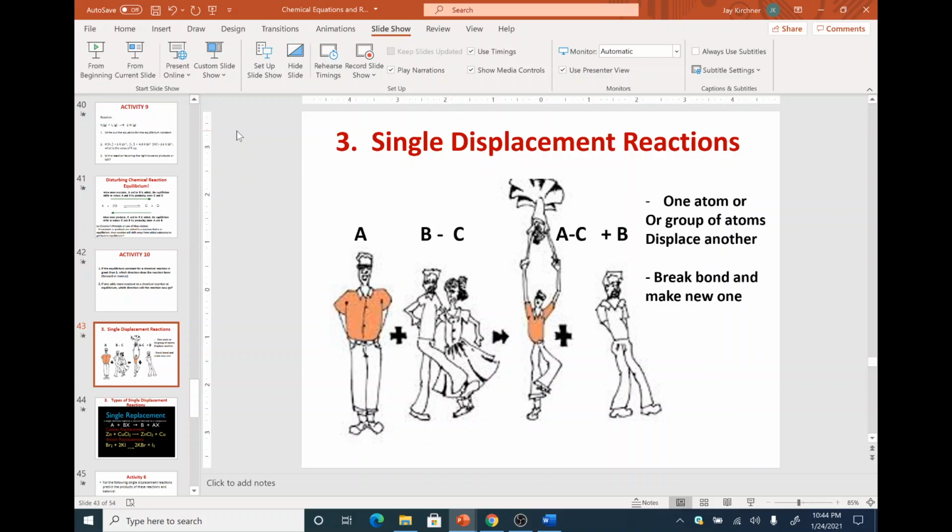We're going to be able to actually predict the outcomes of these reactions. In other words, if we're given reactants, we'll be able to put down products and figure out how the atoms are rearranging, and we'll be able to figure out some other things about the products as well. So the 3 reactions we're going to do are called single displacement reactions, double displacement reactions, and also combustion reactions. So let's start out with single displacement reactions.